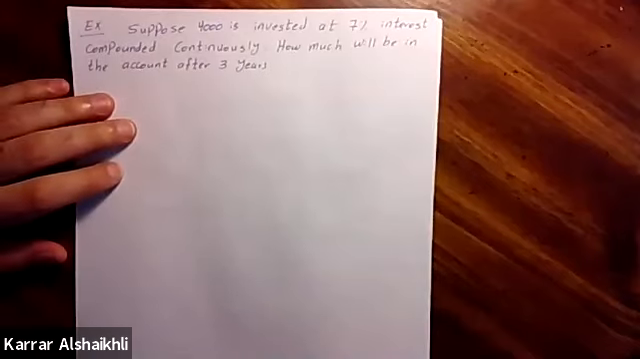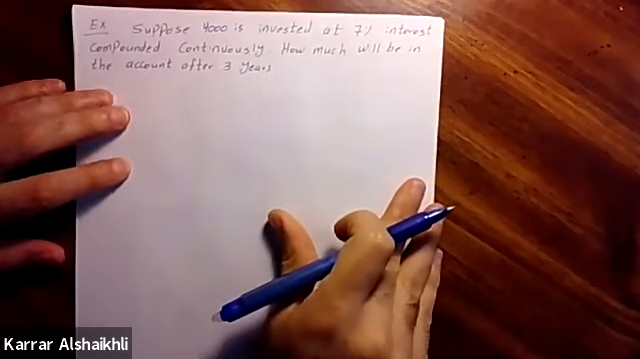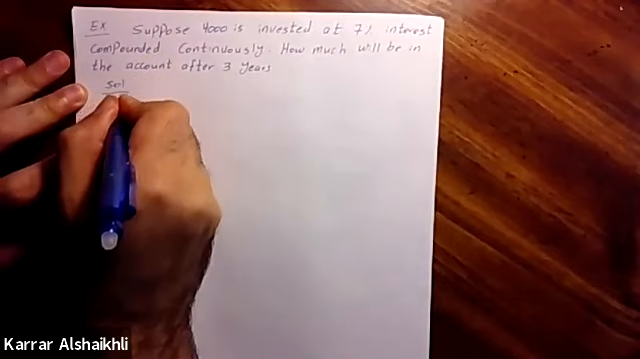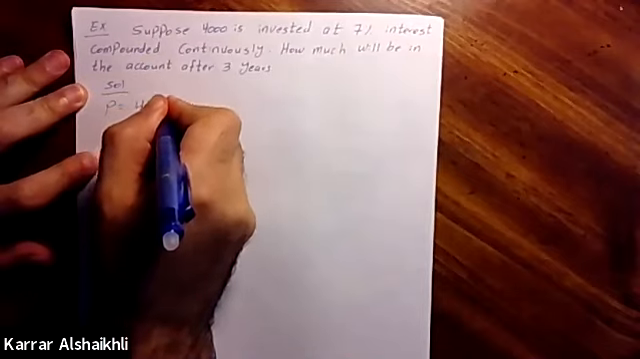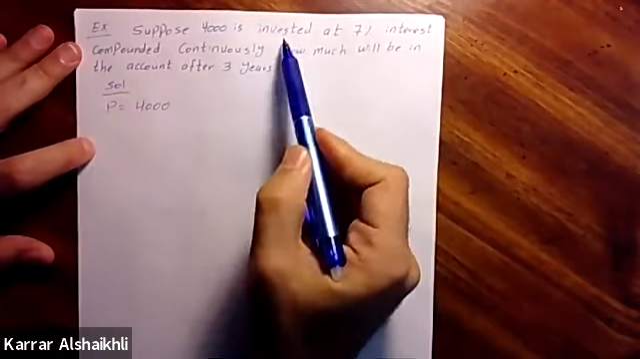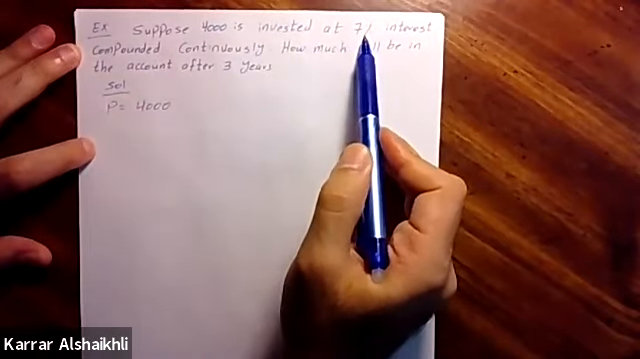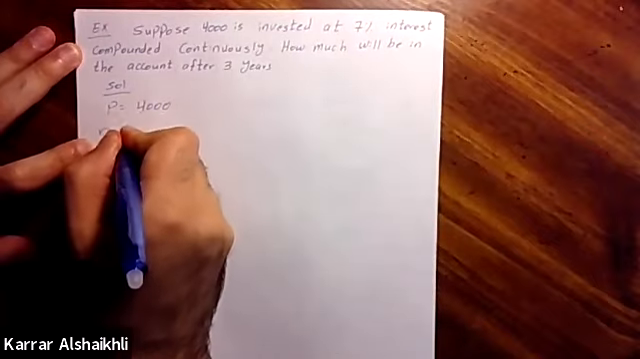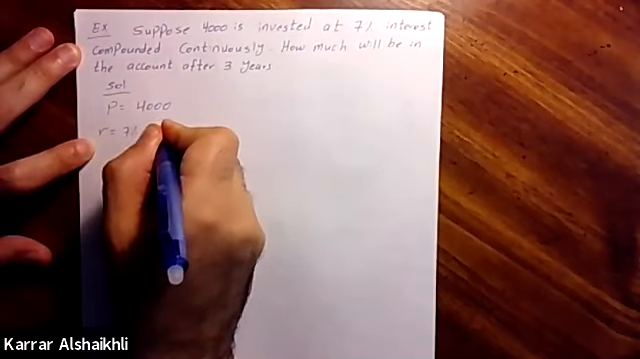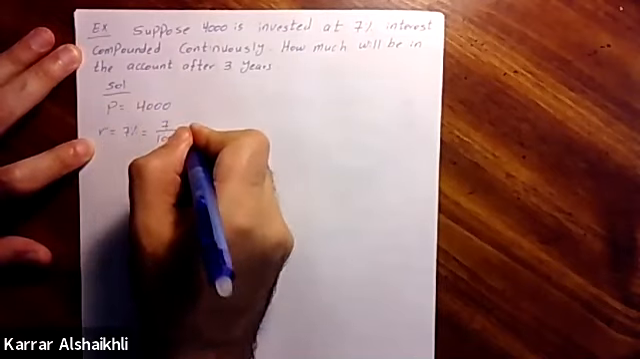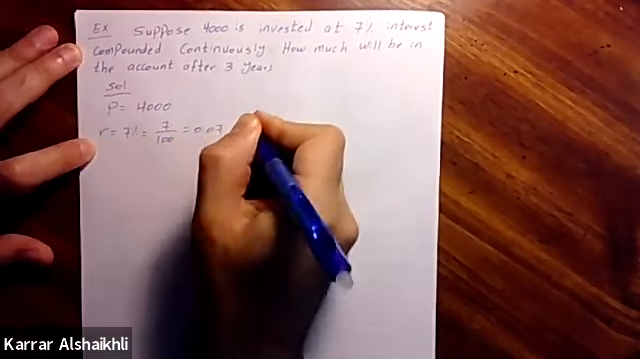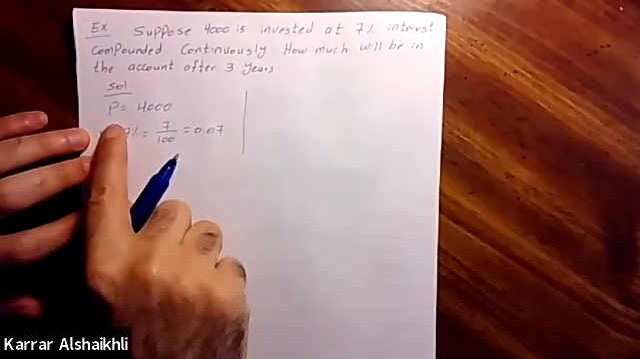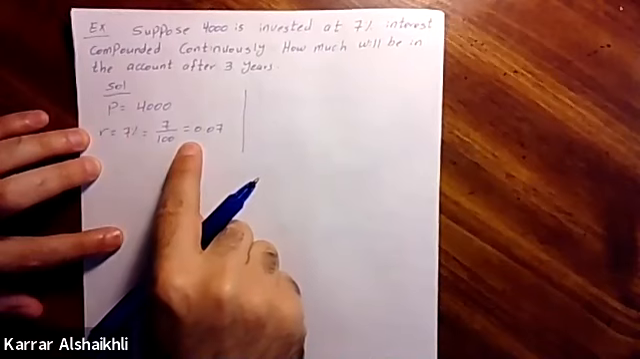Suppose 4,000 is invested. Invested means they're telling you this is the P. P equal 4,000 is invested at 7% interest. That means the rate is 7%, which is equal 7 divided by 100. So it's going to be 0.07. This is the second part. So we have the deposit, the invested, we have the rate.